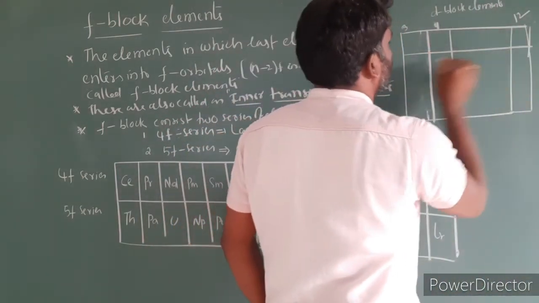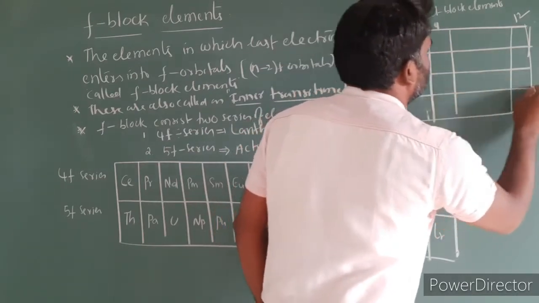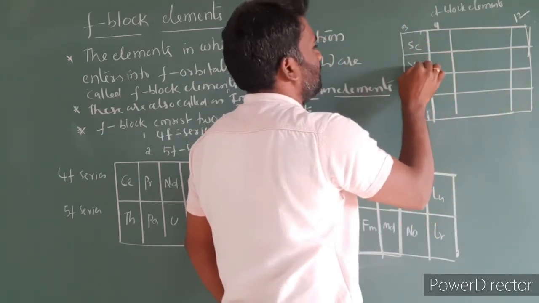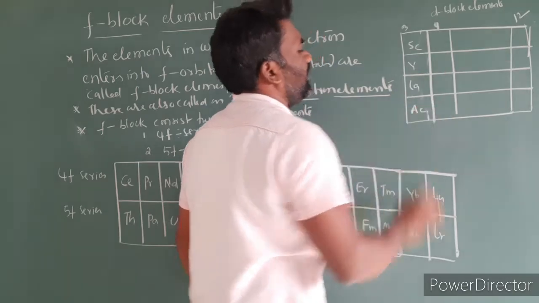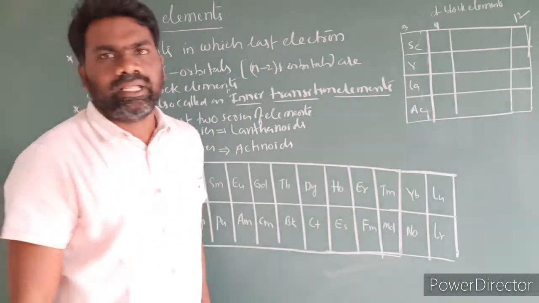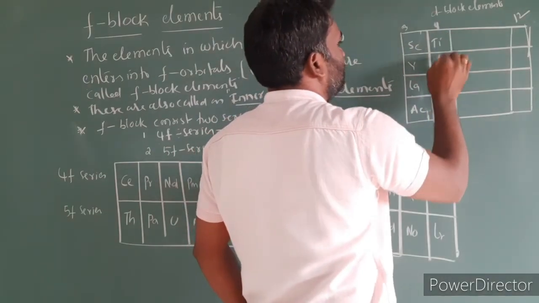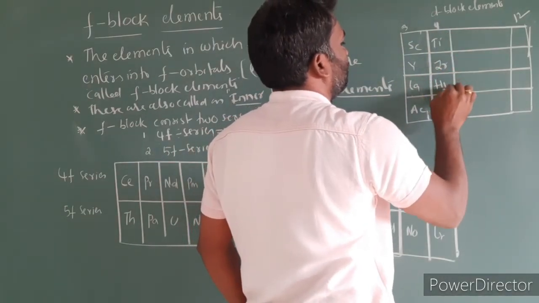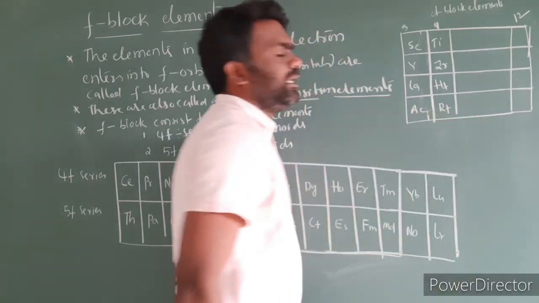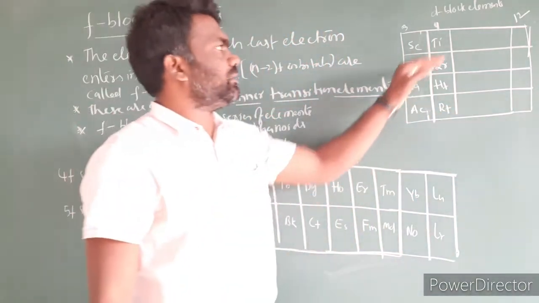The elements present in the third group are scandium, yttrium, lanthanum and actinium. The elements present in the fourth group are titanium, zirconium, hafnium and rutherfordium.